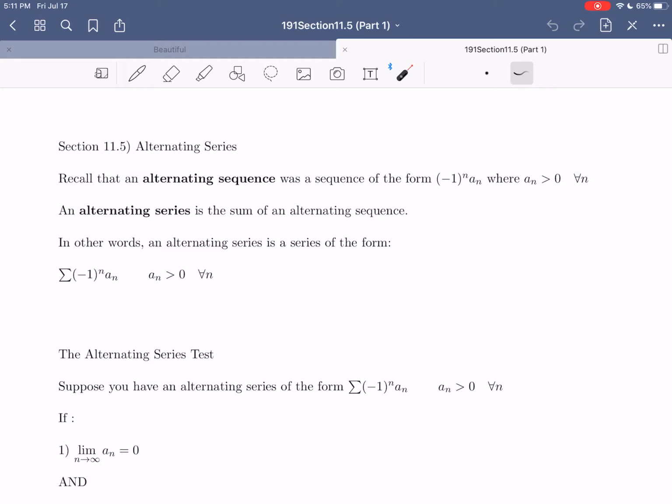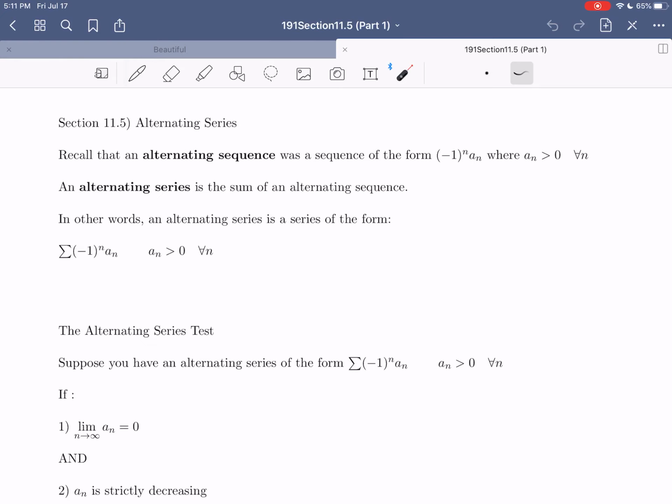So, an alternating series, since we're now more interested in series than in sequences, is of course the sum of an alternating sequence. So, in other words, what we're going to be focused on studying are what we call alternating series, which are series of the form the sum -1 to the n times a sub n, where again we have that restriction that a sub n is greater than 0 for all n that we're studying. So, we're now going to be interested in trying to sum up an alternating sequence.